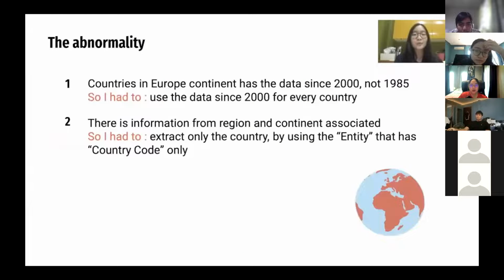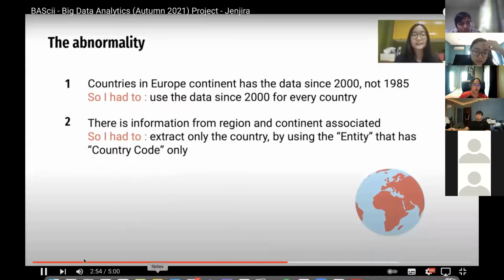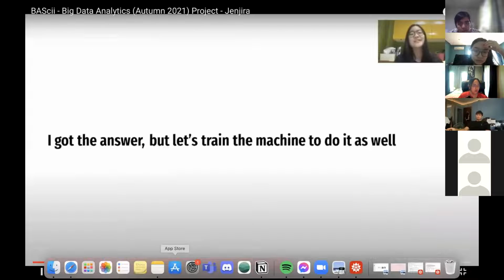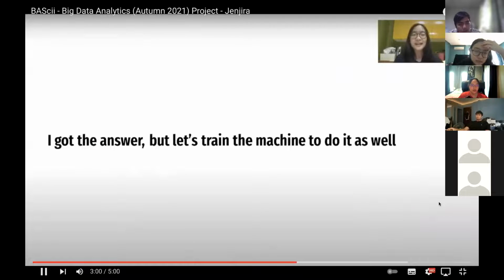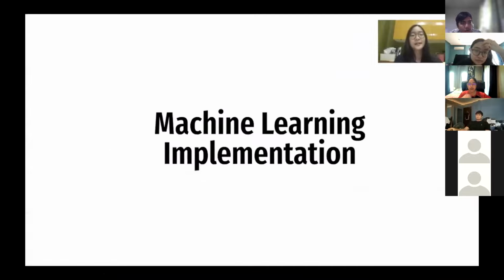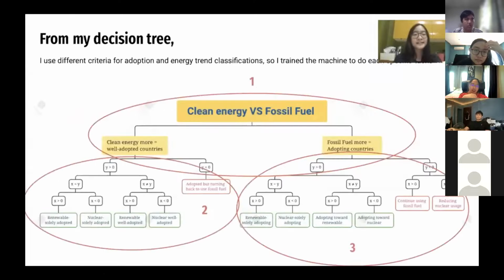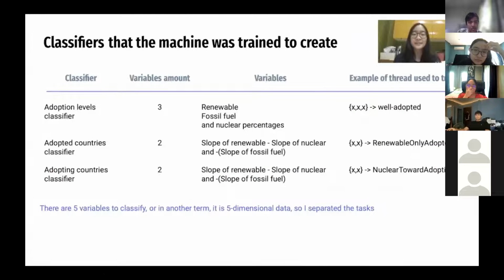However, my data has abnormalities too. Some years of European countries are missing, and some entries are not countries. I tracked them and handled them already. Yes, that's it. I got the answer, but let's train the machine to do it as well. I split the data so I could have a training set and a test set. Firstly, I decided to train the machine 3 times since it has different metrics to focus on.